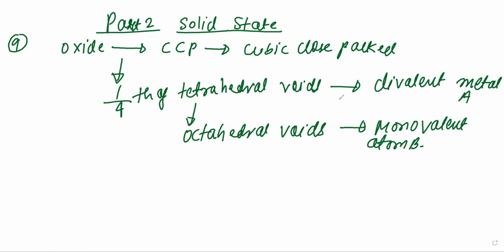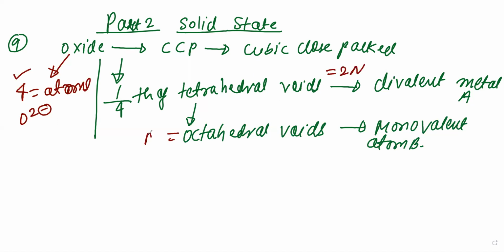See, the number of atoms in cubic close packed is 4, and it is oxide, so it will be 2 minus. The number of tetrahedral voids is 2n, and octahedral voids is n. The n value we know is 4, so for the tetrahedral it is 2 into 4, which will be 8. Understood?